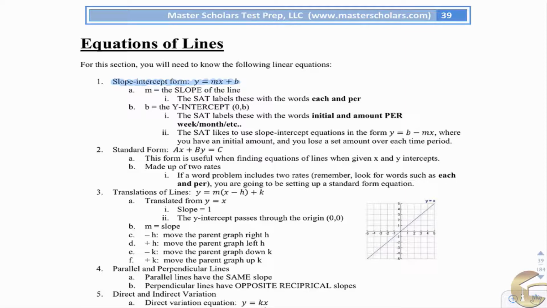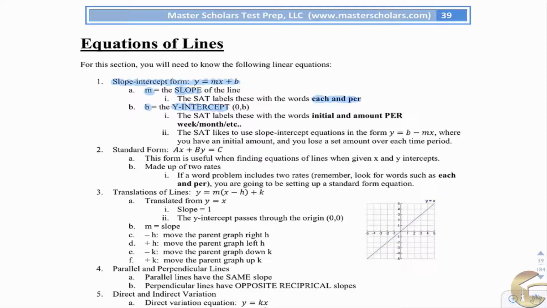But all these other things will be tested, so I want to hit them real quick, and then we can get going. So again, slope-intercept form, be aware, obviously the slope is m, so just know m is slope, and that b is the y-intercept. But more importantly, when you're dealing with slope in a word problem, be aware, again, a slope is a rate, and a rate is represented by words like each or per.